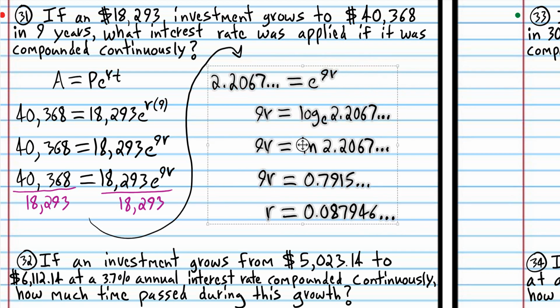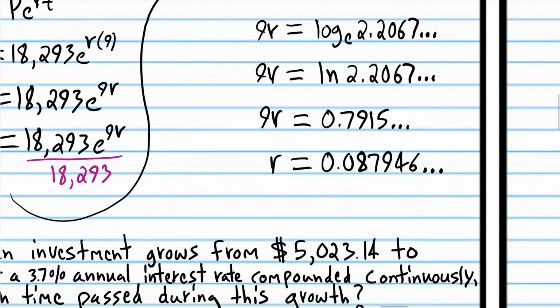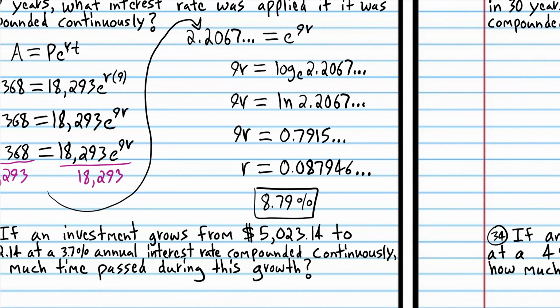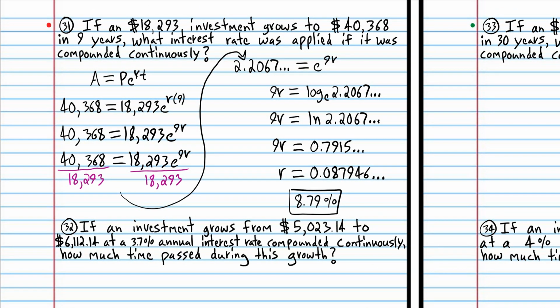So all we have to do now is write our number as a percent, and that'll be the interest rate. So 8.79%, we can just round it to the nearest hundredth of a percent. It doesn't tell us what to round to, so you can use your own discretion with that. So there you go.